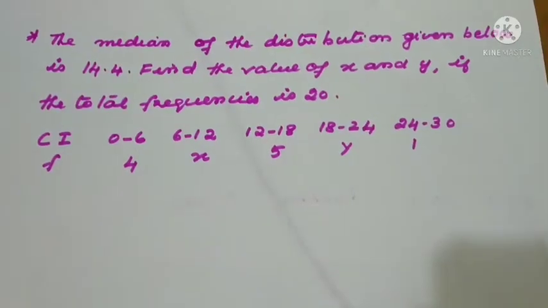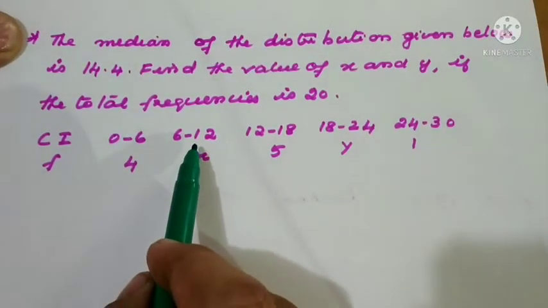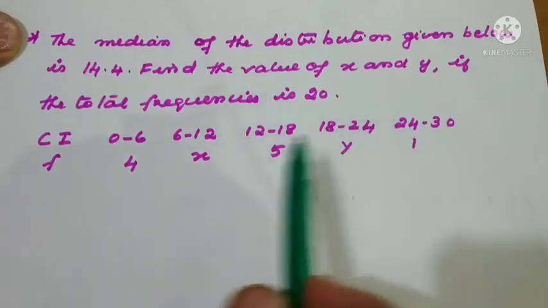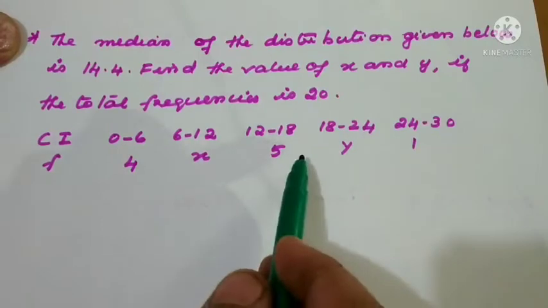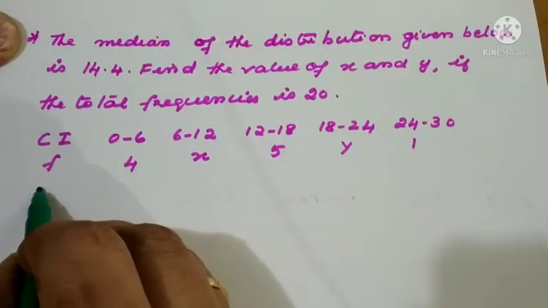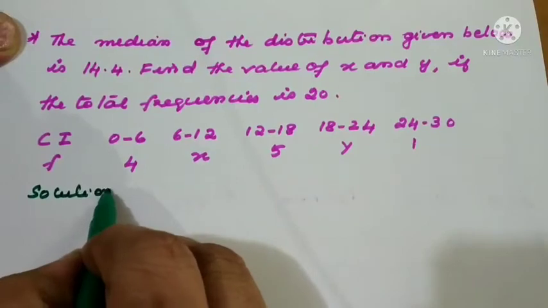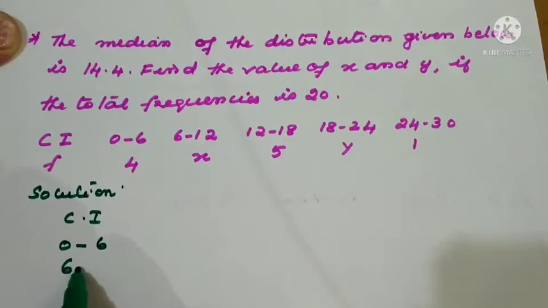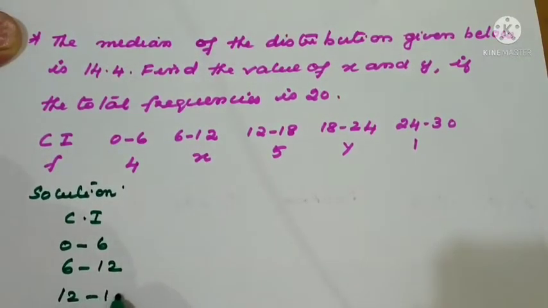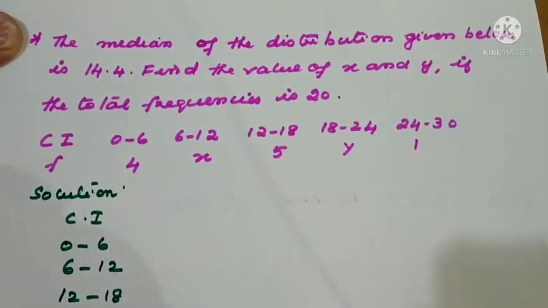One more question based on median. The median of the distribution given below is 14.4. Find the values of x and y if the total frequency is 20. Class intervals are 0 to 6, 6 to 12, like that, the last one is 24 to 30, and the frequencies are 4, x, 5, y and 1. So x and y we have to calculate. The solution now: first we will write the class intervals 0 to 6, 6 to 12, 12 to 18, 18 to 24, then 24 to 30.